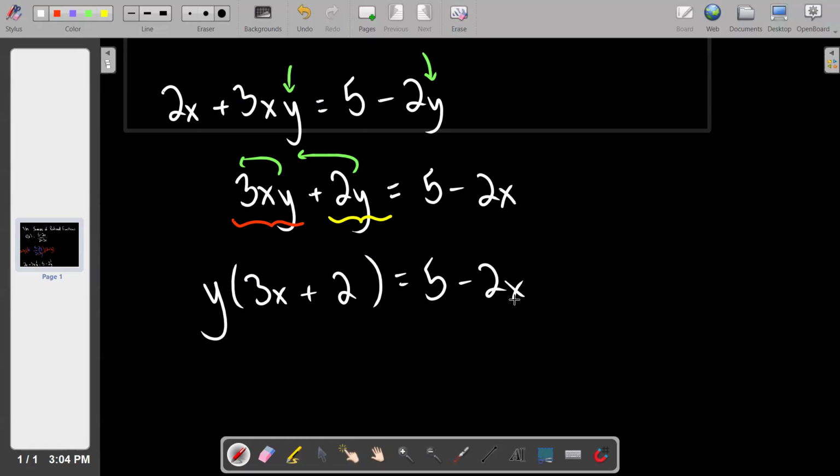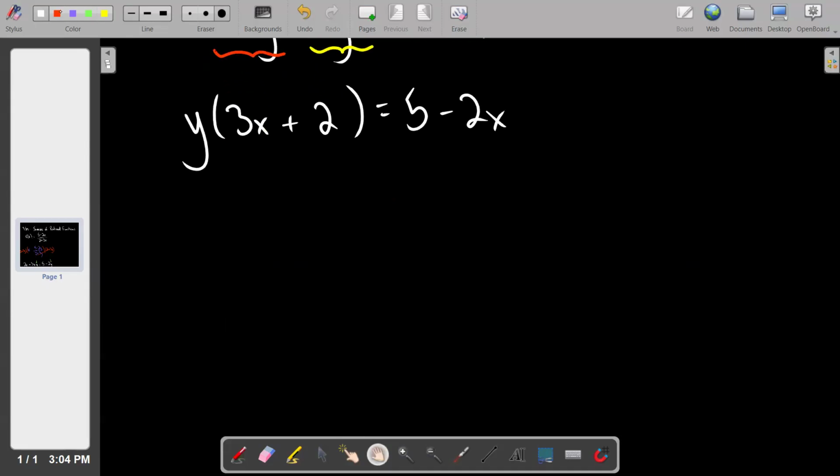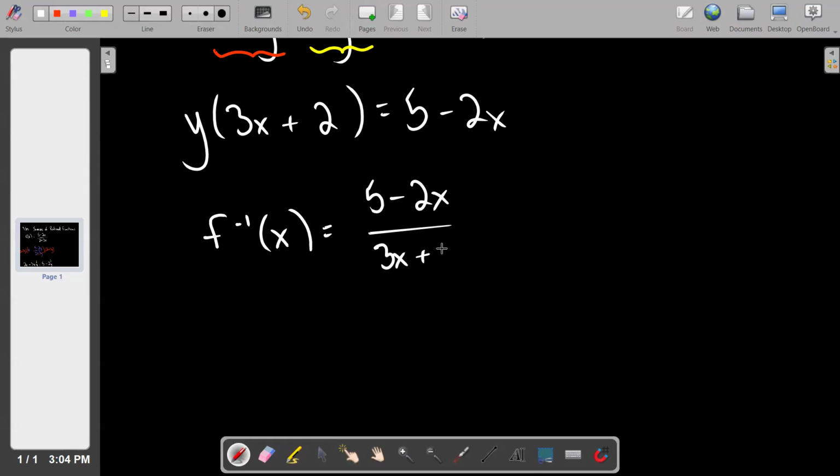And having said that, we're one step away from done. What do we do? Divide, right? And we're going to divide by that whole big chunk. That big thing that's globbed onto my y is basically like adios, amigo. We just divide by that whole thing and jump right to it. And you can just state the answer as, okay, f inverse of x is equal to 5 minus 2x divided by 3x plus 2, like this.